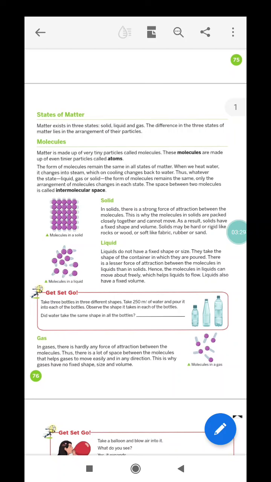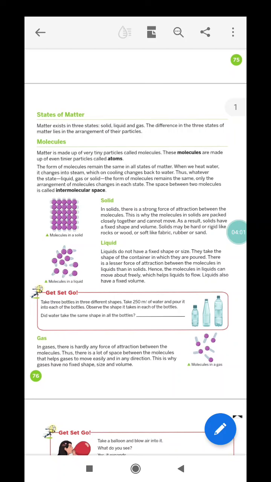When we heat water, it changes into steam, which on cooling changes back to water. Suppose that we are heating water. So what will we get? We will get the steam. And when we cool this steam, that means the vapor, what will we get? We will get the liquid again. Thus, whatever the state, liquid or solid, the form of molecules remains the same.